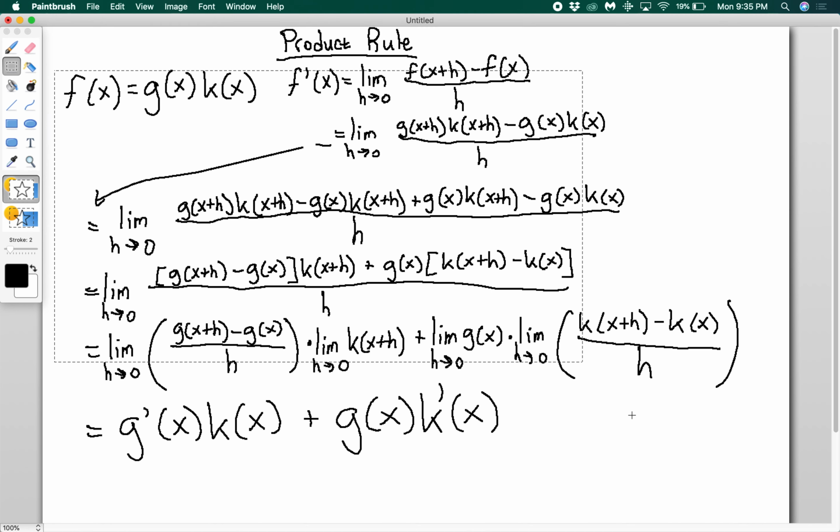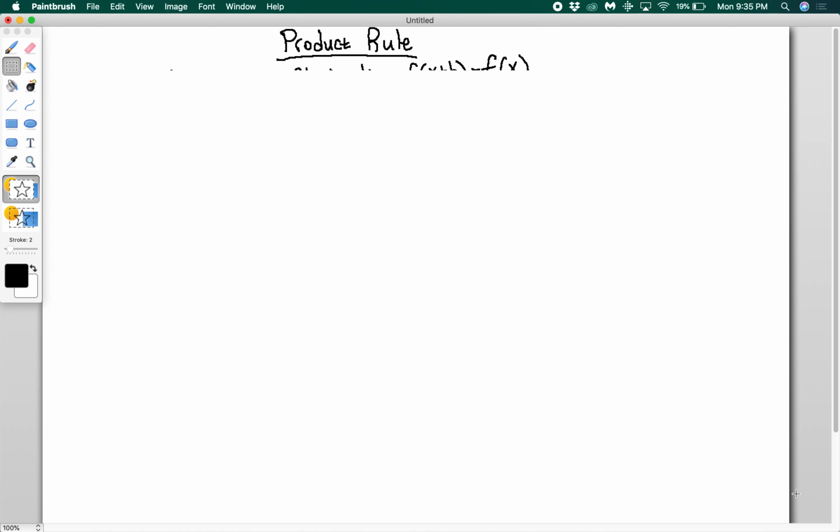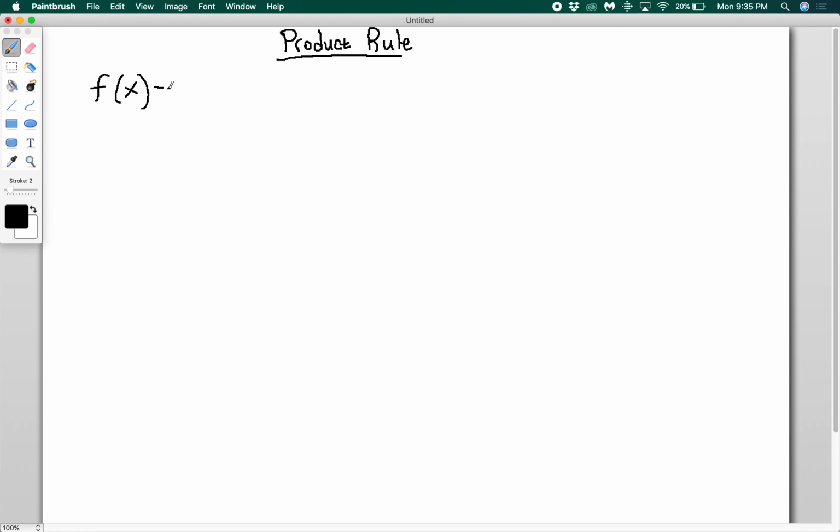So how do we use this? Let's look at a couple examples here just so you can see how we do this. So if I get rid of these, we'll do two examples. Let's say f of x is equal to x squared times sine x, and I want to find f prime of x, find the derivative. I can do this with product rule.